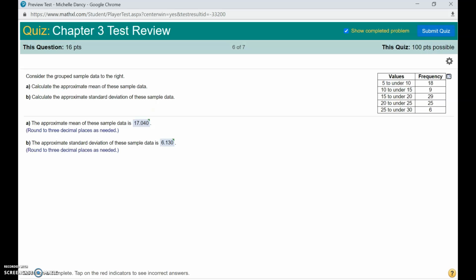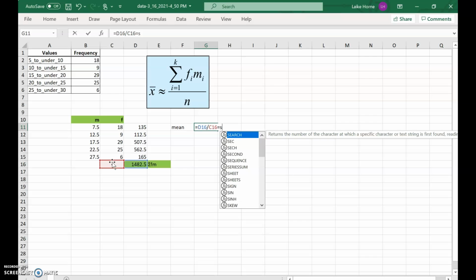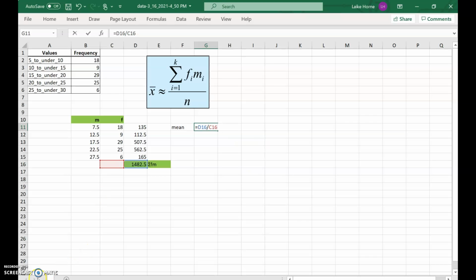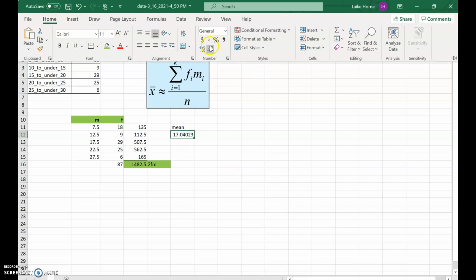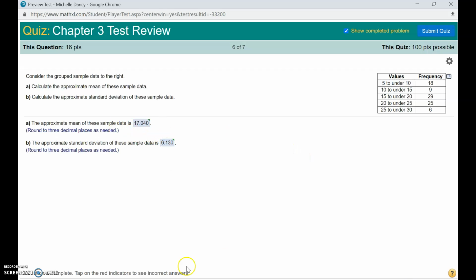Maybe they didn't give us that, so we will just add those together here. And we could do it right here, equals, okay, so it is 87. Alright, so you're going to do your sum of your frequencies divided by 87. So your mean, it says round to 3 decimal places is needed. So let's see if that's right. 17.040. Now we have to find the approximate standard deviation.